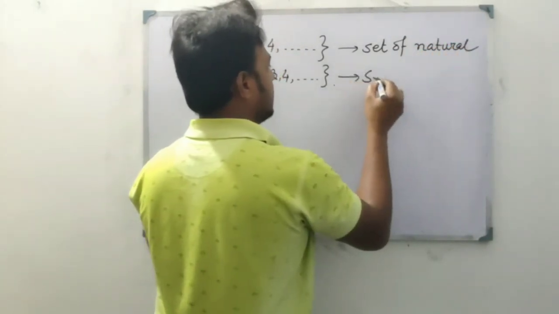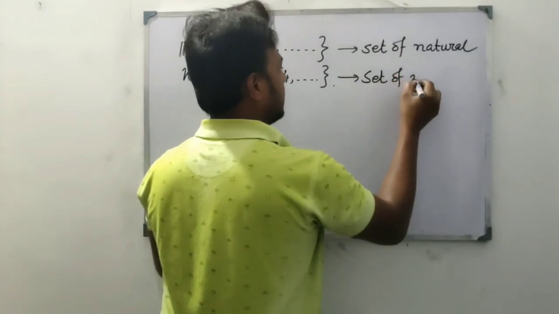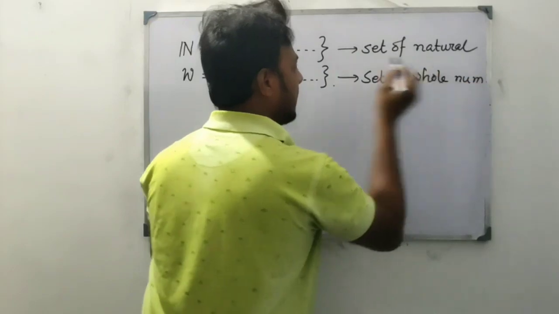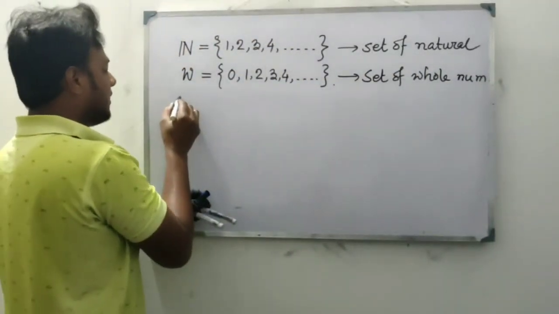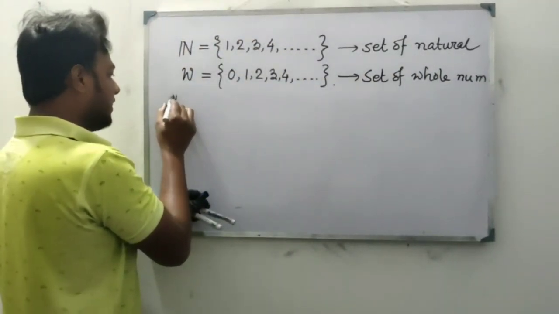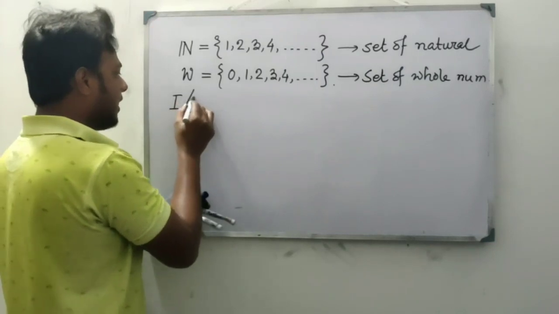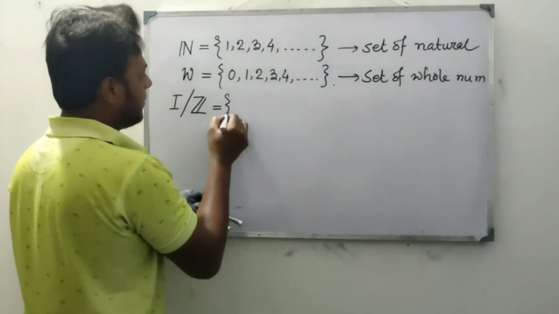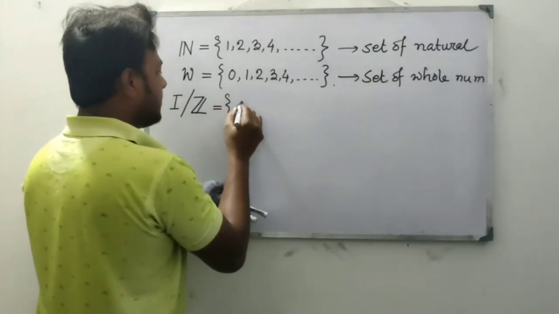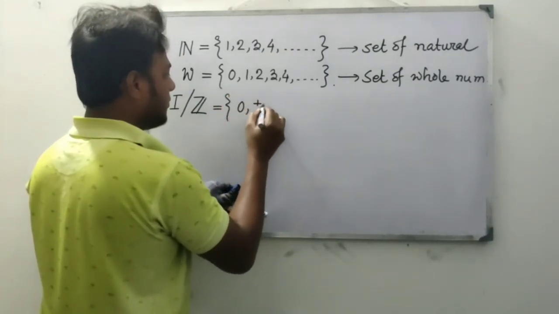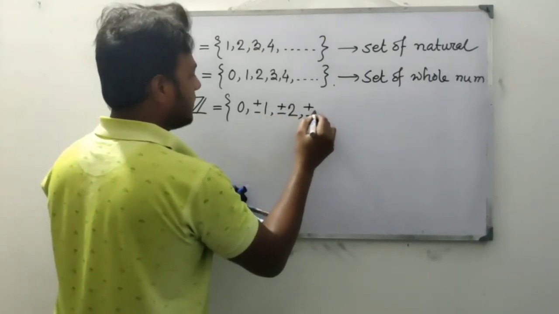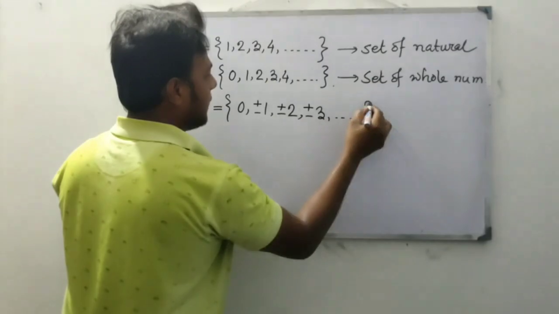This is the set of whole numbers. Next, integers. In your book, the set of integers is denoted by I, and in standard higher mathematics books it is denoted by Z. You can use any one. So integers means 0, plus minus 1, plus minus 2, plus minus 3 and so on.